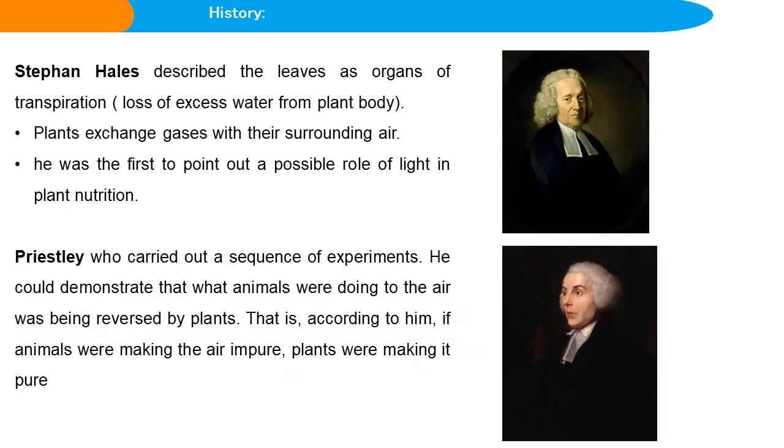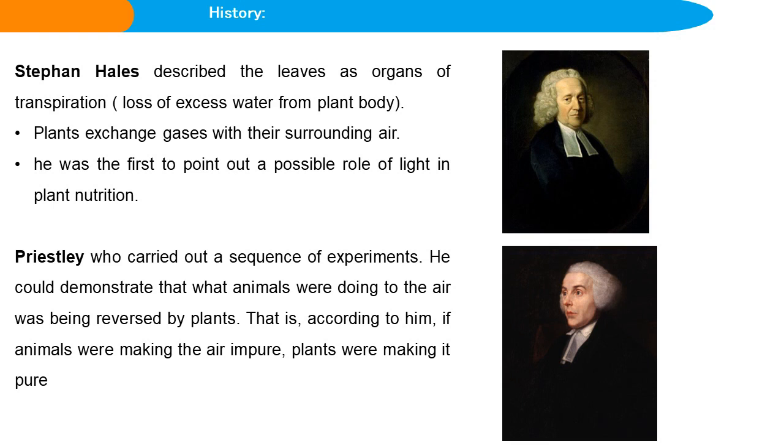Later, another scientist, Stephen Hales, described the leaves as the organs of transpiration. What is transpiration? Loss of excess water from the plant body. Plants always absorb water from the soil, so the excess water comes out from the pores of the leaf in the form of water vapor. We cannot see those vapors clearly, but that process is called transpiration.